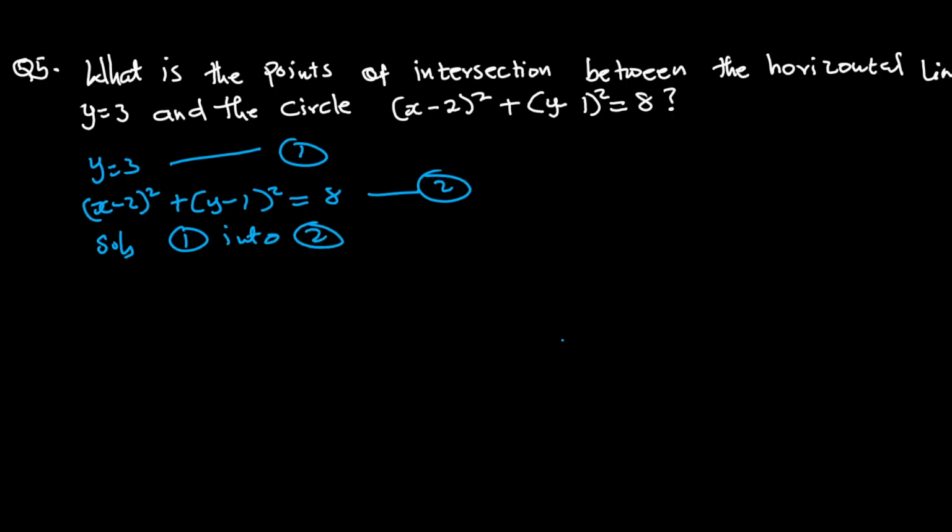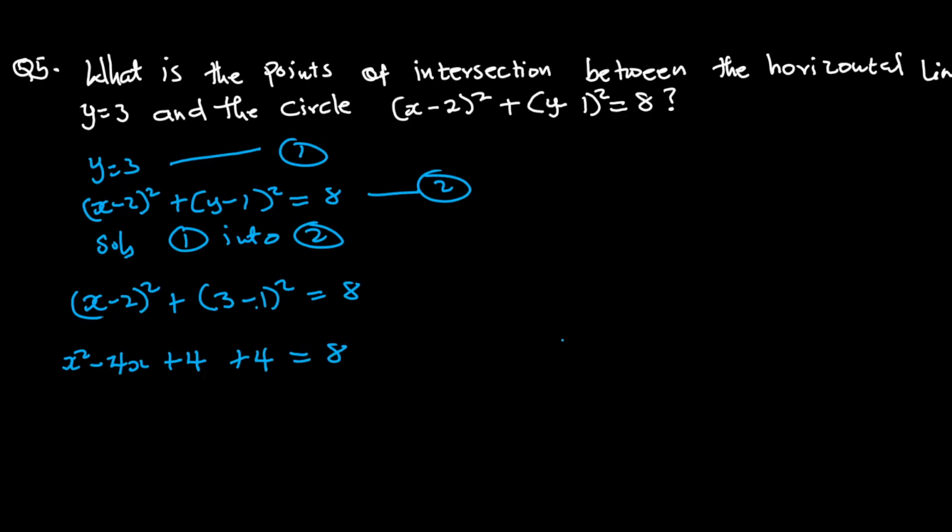So swapping 1 into 2, what are we going to have? We're going to have (x minus 2) squared plus, so y is 3, so in place of the y we put (3 minus 1) squared equal to 8. Right, now we can expand whatever we have here, and when we expand, we all know that it will be x squared minus 4x plus 4. Then when we simplify this, we are going to have 3 minus 1, that will give us 2, and 2 squared is 4, so plus 4 equals 8.